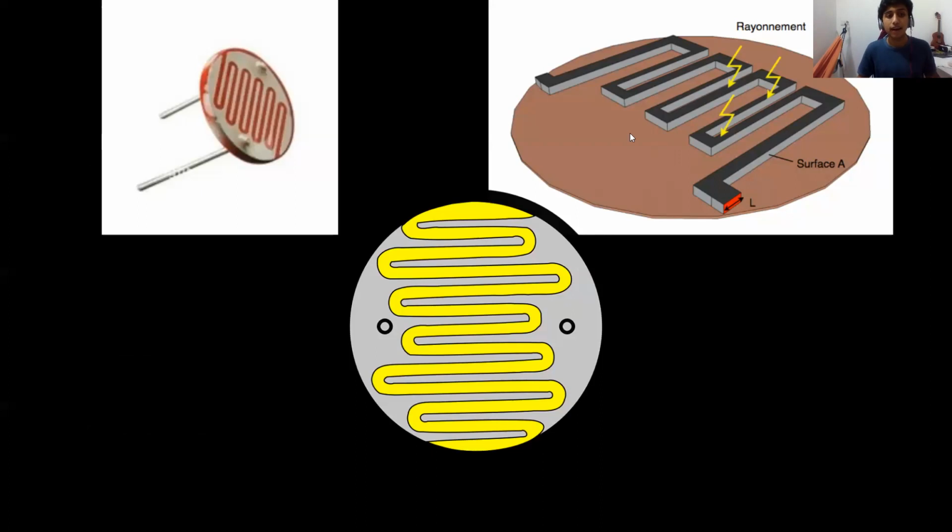Okay. So the way this works is basically the resistance of the photoresistor changes based on the number of electrons that it has.